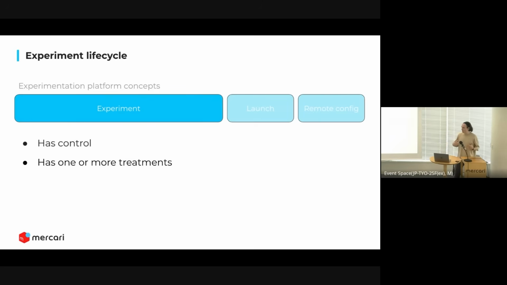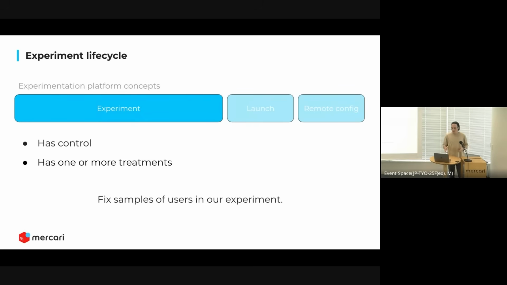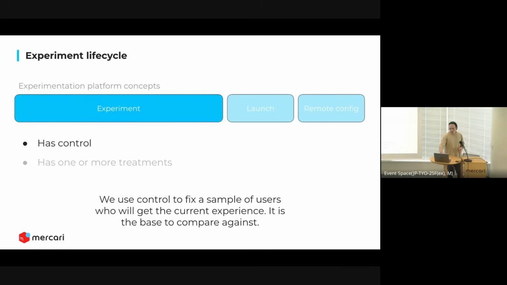An experiment in the experimentation platform is defined in terms of control and one or multiple treatments. Control and treatment define user experience, and they allow you to try different experiences and actually compare them to each other. That is what constitutes an experiment in nature. Control and treatments also work with fixed, random samples of users. They allow you to do that.